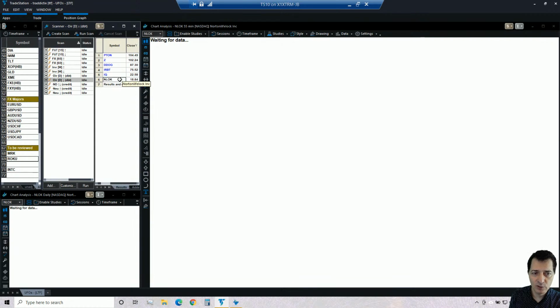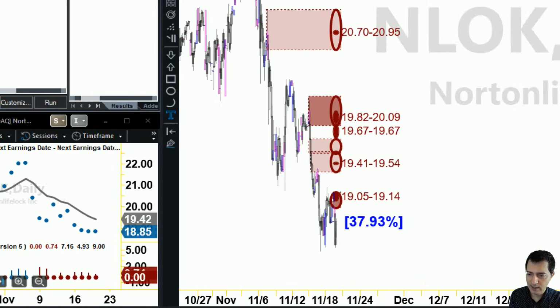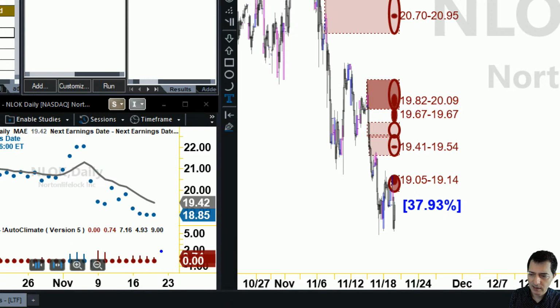And the last one to check before we conclude the session will be NLOK, where it's going to be a no-go. The reason is, again, climate has been developing for 9 candles, and it's nicely confirmed to the downside, but probability suggests it's going to be 5.